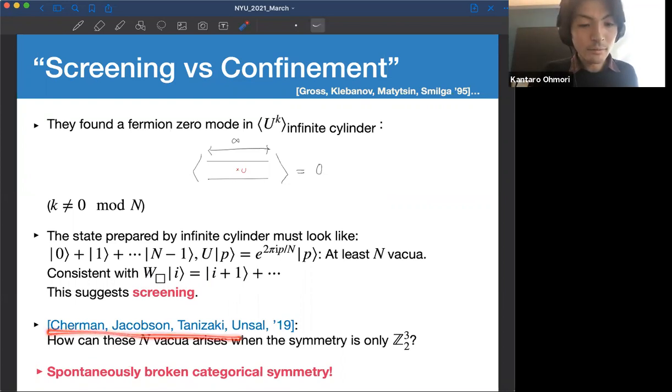And recently Cherman, Jacobson, Tanizaki and Zhao asked how these N vacua can arise when the symmetry is only this small discrete group. When N equals 2, that's fine, but for N greater than or equal to 3, it's very unnatural to expect these N vacua. Our answer is that these at least N vacua can be explained by spontaneous breaking of categorical symmetry. In that sense, it is a slight generalization of naturalness.